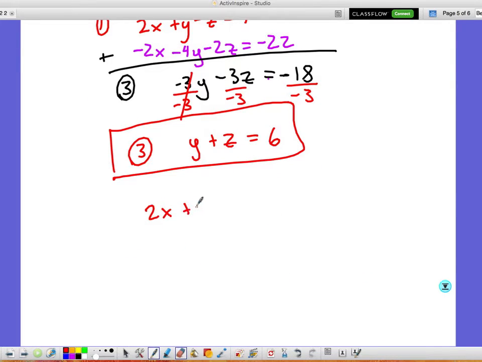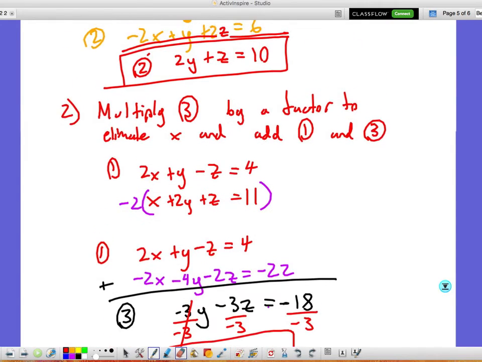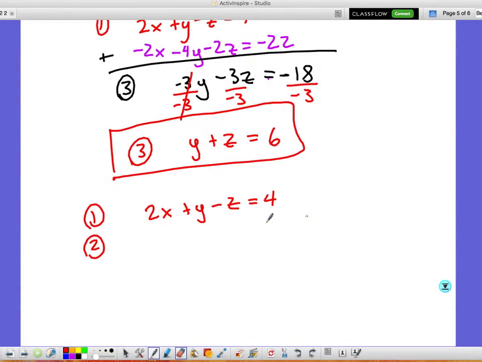So we have 2x plus y minus z equals 4. So the first equation remained unchanged. The second equation is now 2y plus z equals 10. And the third equation is now y plus z equals 6. Here's my new system.